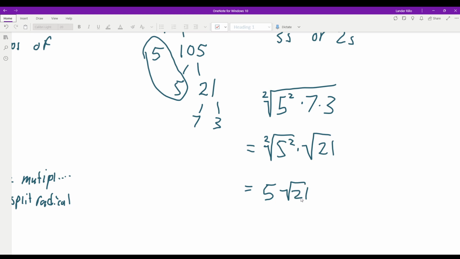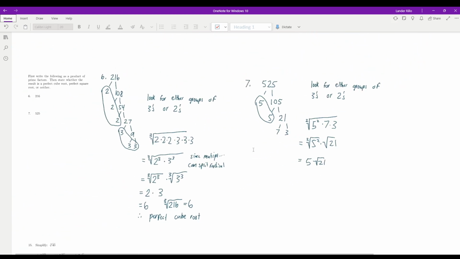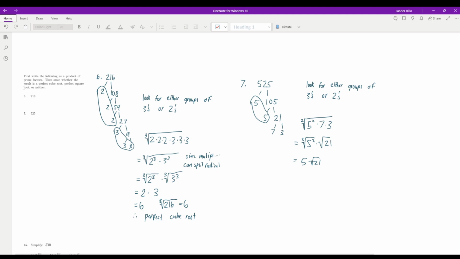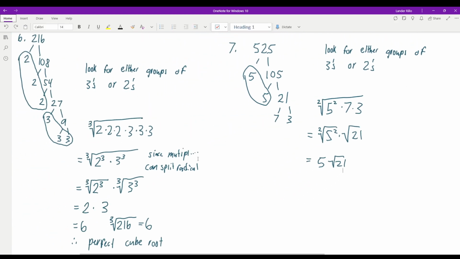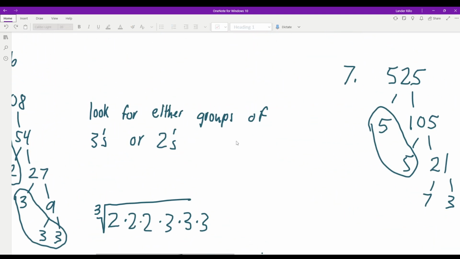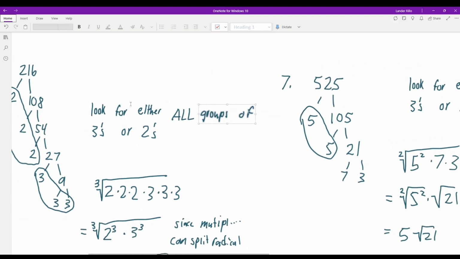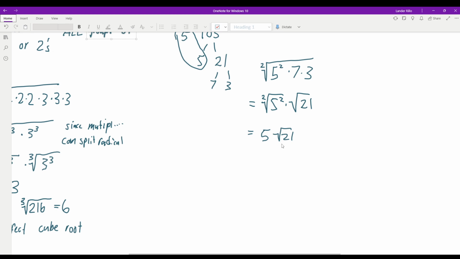This is not a whole number, which means it is neither a perfect cube nor a perfect square, because we can't find groups of 3, so it's not a perfect cube. We found a group of 2, but they're not all groups of 2. So I think I should specify all groups of 3s or 2s. So it's neither a perfect cube nor a perfect square, because this is not a whole number.